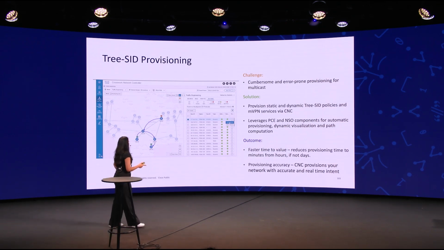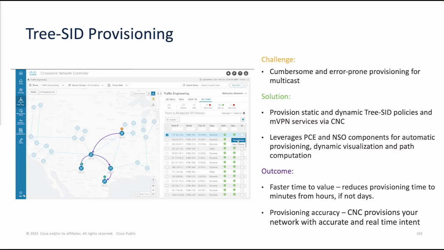So tree-sit provisioning, again, very complicated. Very similar problem to unicast provisioning, but much more aggravated, much more problematic, and much more complex. So what CNC does is it leverages actually NSO to provision the MVPN paths, and it leverages PCE to calculate and dynamically update your paths.